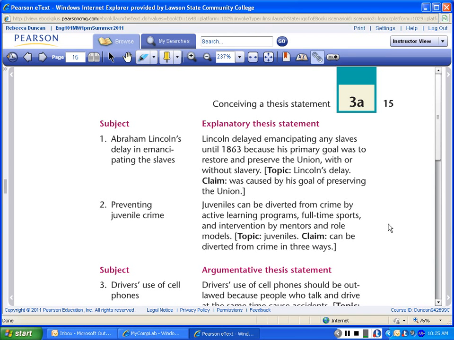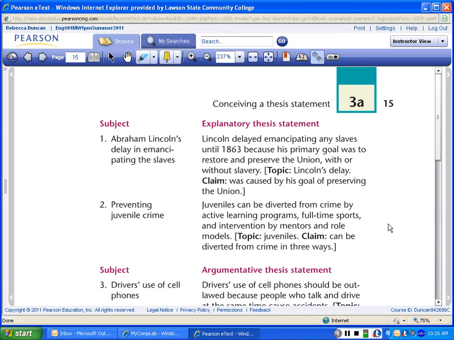Preventing juvenile crime. Juveniles can be diverted from crime by active learning programs, full-time sports, and third, intervention by mentors and role models. Now this, I just want to jump out and point out, has a three-prong ending. Has three parts to it. It does that preview. I read that statement, and I know exactly what that paper is going to be about. And it's going to have body paragraphs. One of them, at least one, is going to be about how juveniles can be diverted from crime by active learning programs. It's going to explain what those are.